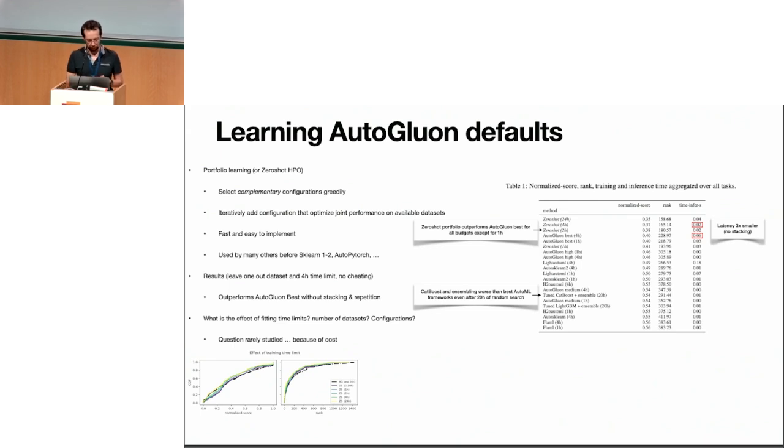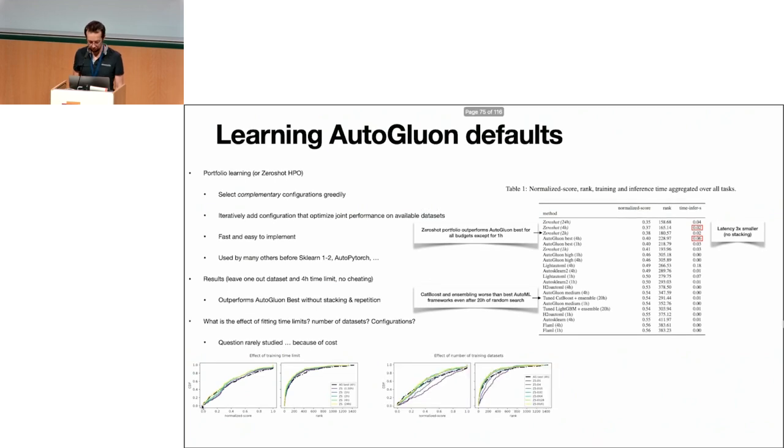So here, for instance, it's the effect of the training time limit. It's a bit small, sorry for that. But right, you see that the more time you spend, the better you get, which is not always the case for AutoGluon best, because you can see, for instance, between 1 hour and 4 hours, there is not a massive difference. But for those portfolios, it always helps. And with 24 hours, you can beat basically AutoGluon best on virtually all the datasets.